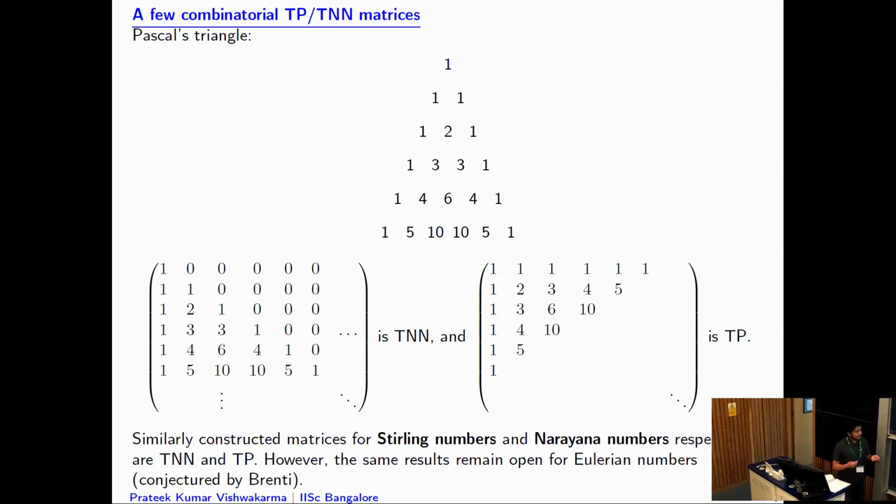Similarly constructed matrices for Stirling numbers and Narayana numbers are also totally non-negative and totally positive. And people have researched much more about these kinds of matrices. However, the same result remains open for Eulerian numbers. If you're not familiar with Eulerian numbers, please Google. So yeah, this is where we conclude the first part.